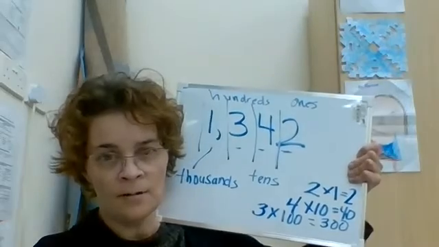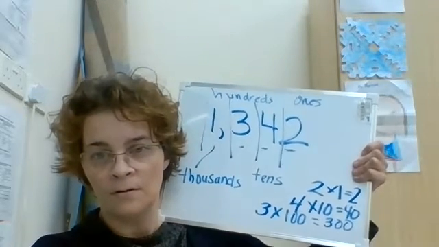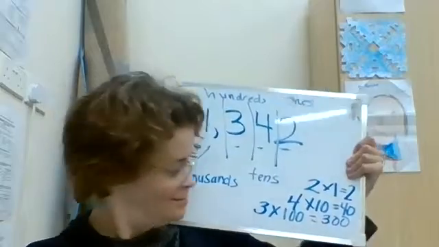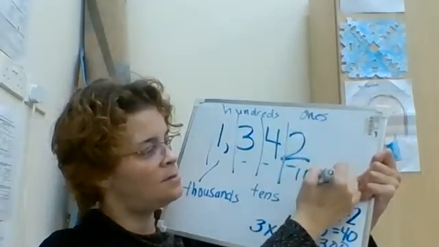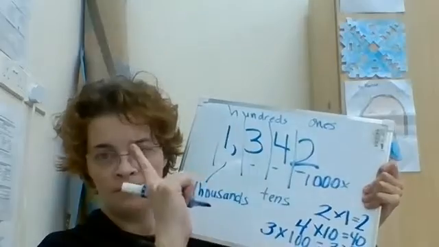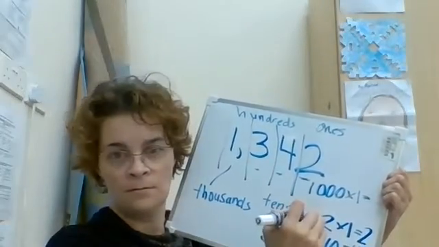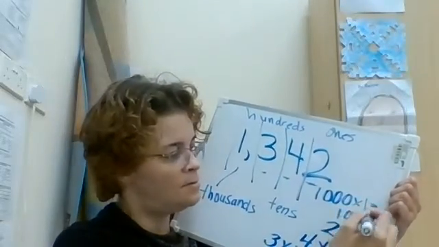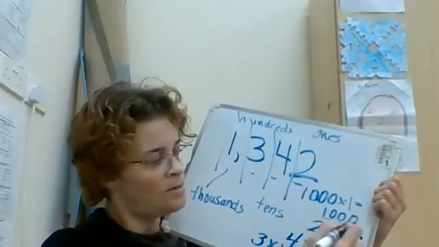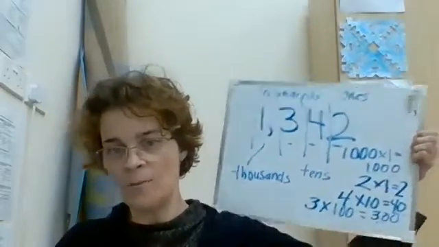And how many 1,000s do we have? 1, right? So we have 1 times 1,000, so 1,000. All right. So 1,000, 300, 40 and 2. That's how we break it up.